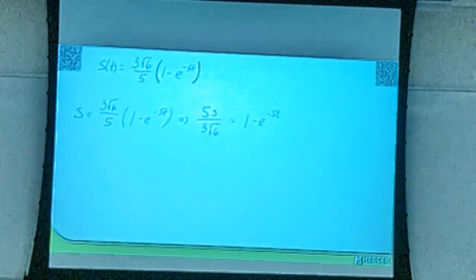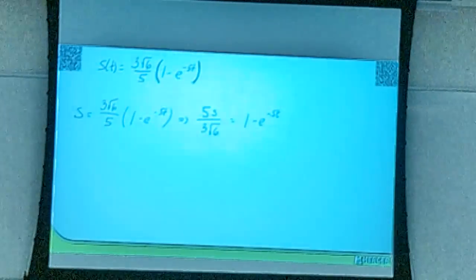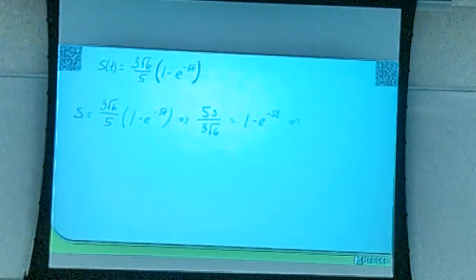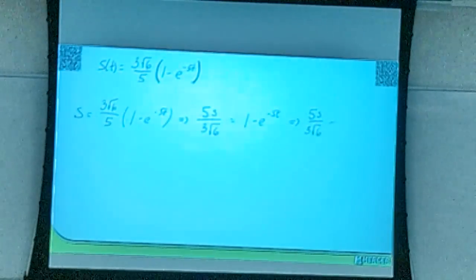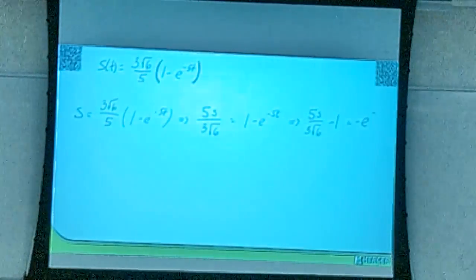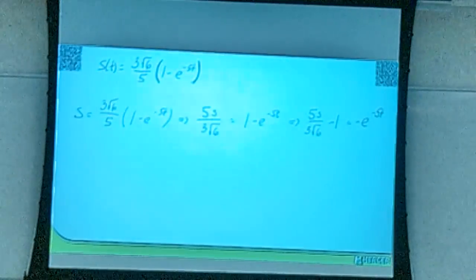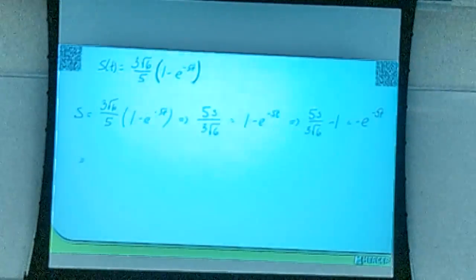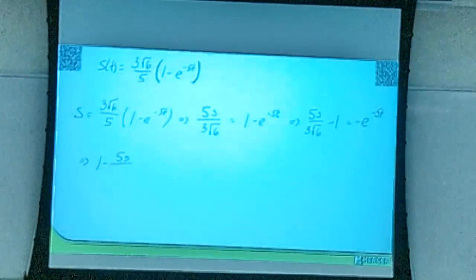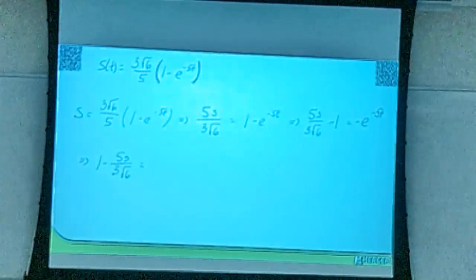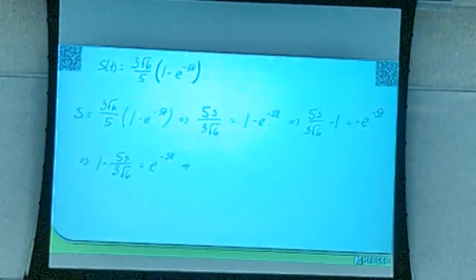That'd be your first step, right? Multiply both sides by 5 over 3 root 6. Subtract 1. Multiply by a negative 1. Let's take the natural log of both sides now, right?